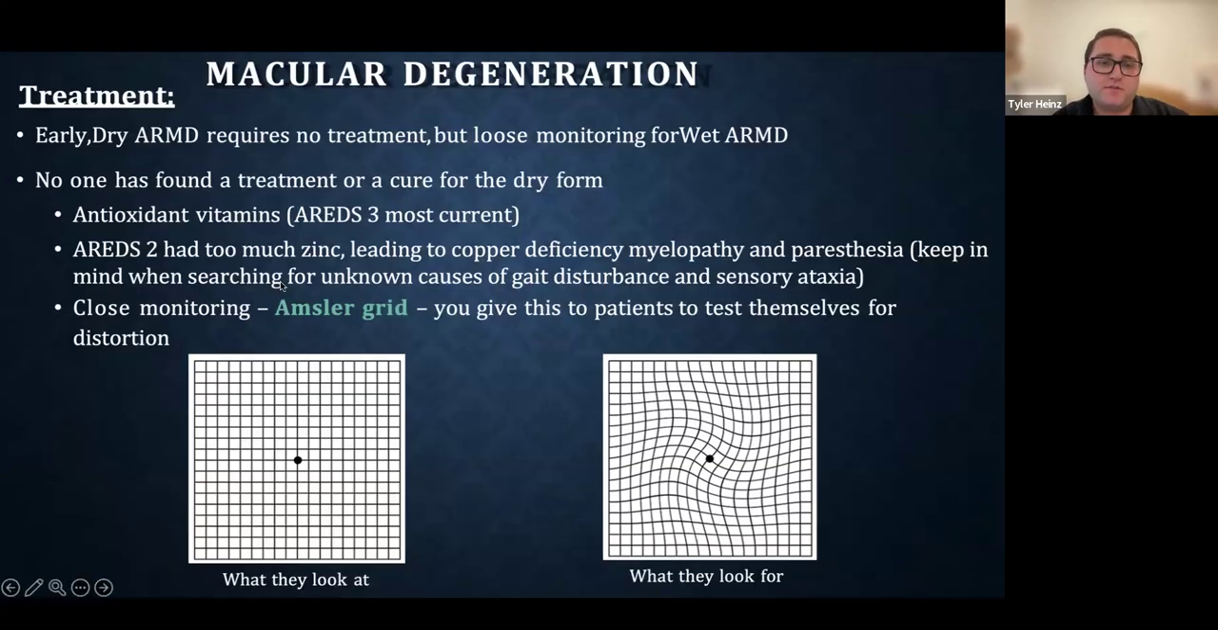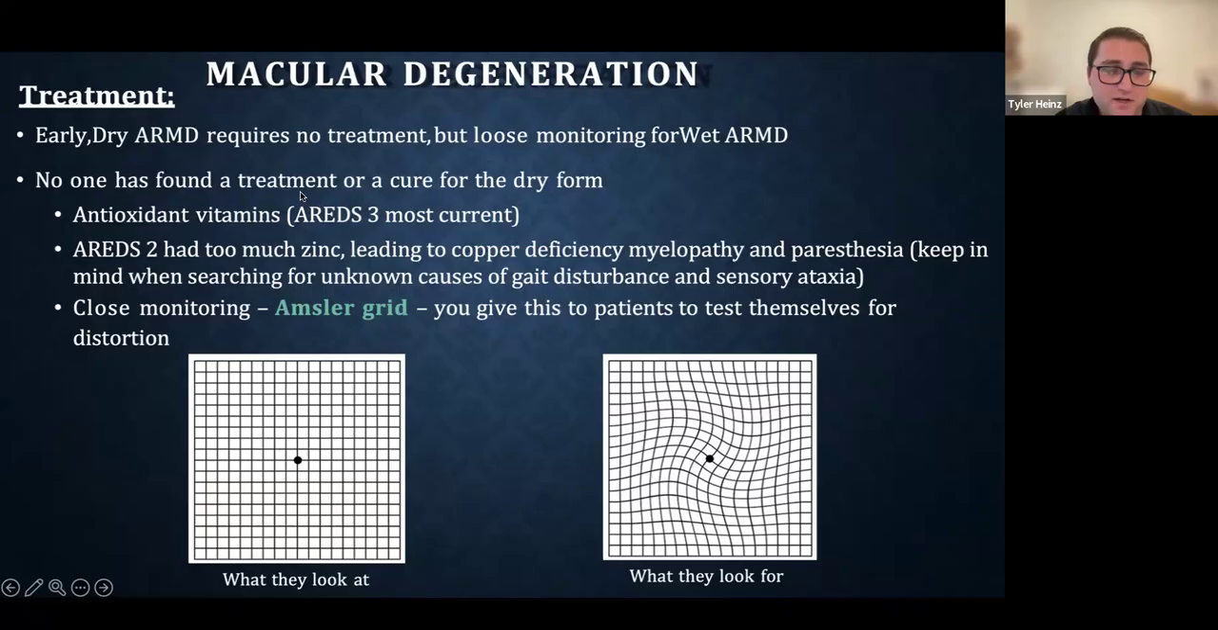Now, our most current formula, and they just came out with this a couple of months ago, is our AREDS 3. So this is our third generation of the AREDS. AREDS 3 is our most current, but because it just came out, AREDS 2 is still probably the most prominent that you may be seeing people use. Now, we did have a case in our clinic of the AREDS 2 causing paresthesias. And that's because of too much zinc. And that's one of the things that they changed between the AREDS 2 and the AREDS 3.